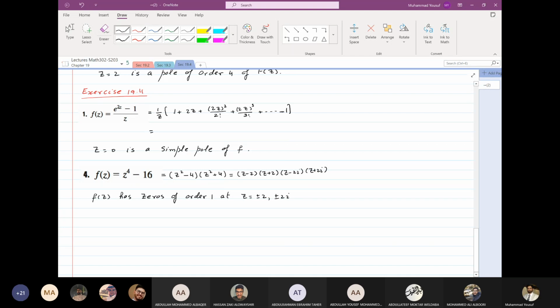So with the minus 1, what happened? 1 and 1 cancel. And after that, when we divide by z, we get 2 plus 2 power 2 and z over 2 factorial plus 2 power 3 z square over 3 factorial, and so on. So now it is changed. What is z equal to 0? Removable. Excellent, excellent.